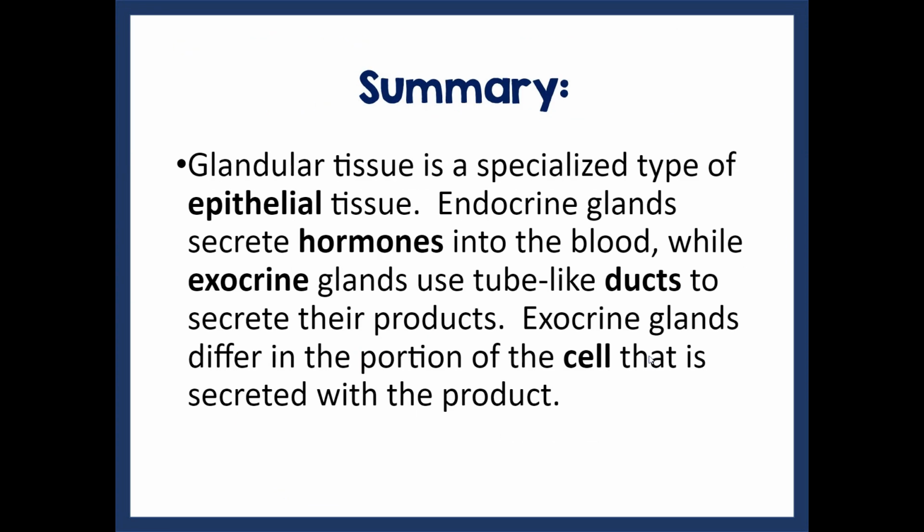Okay, so to sum up, glandular tissue is a specialized type of epithelial tissue. Endocrine glands secrete hormones into the blood, while exocrine glands use tube-like ducts to secrete their products. And exocrine glands differ in the portion of the cell that is secreted with the product. We talked about merocrine, apocrine, and holocrine with respect to that.